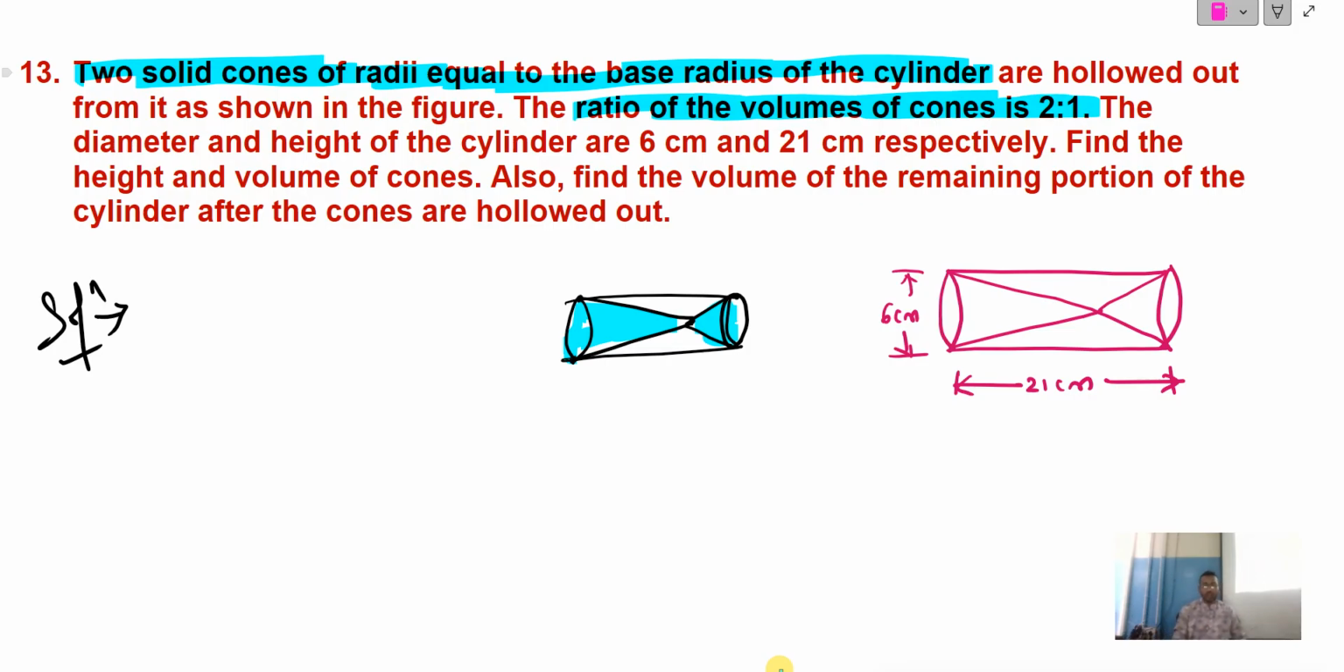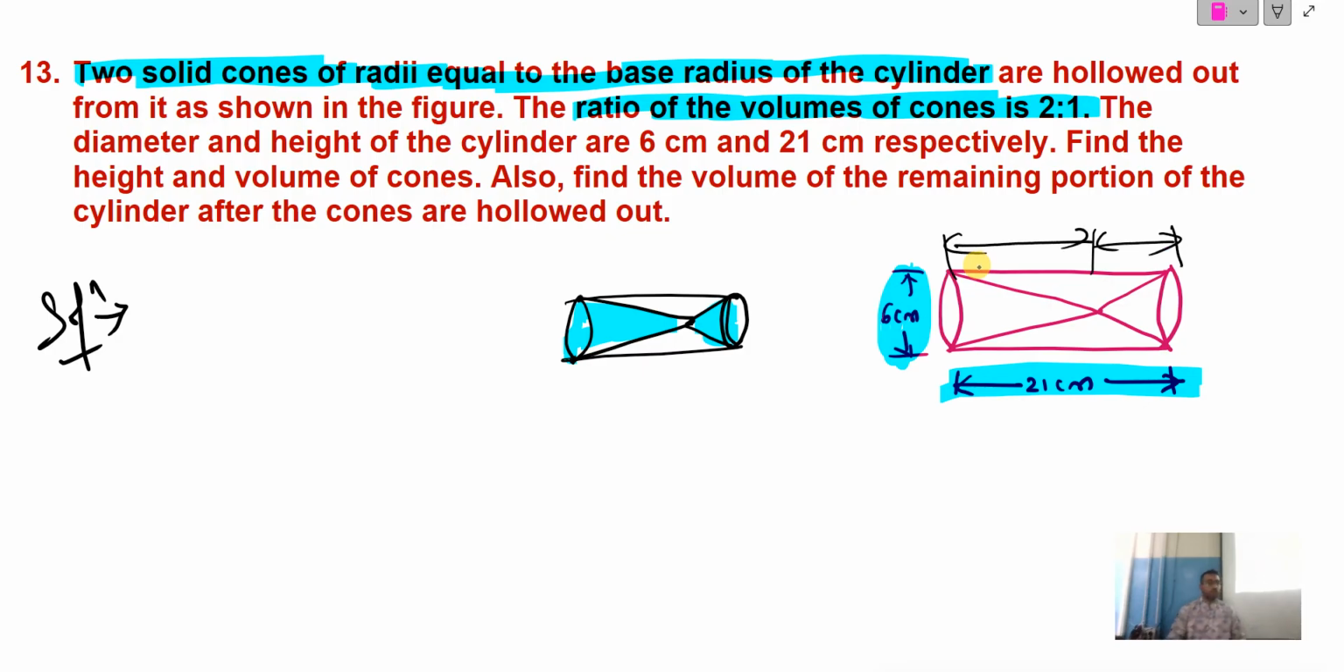Now find the volume of the remaining portion of the cylinder after the cones are hollowed out. After you remove these cones, what volume is remaining, they are asking. So let me study one by one. They have given one small hint to us. The ratio of the volume of the cones is 2 is to 1. So we can say that the volume of the larger cone by the volume of the smaller cone is equal to 2 by 1.